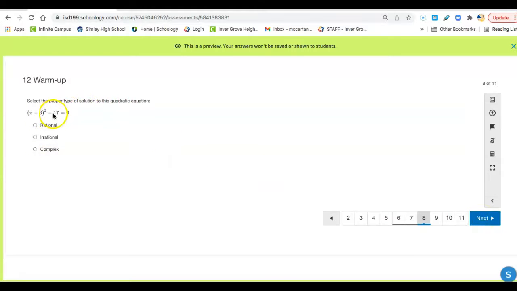All right, plus 17. If I move it to the other side, it's positive 17. Then I take the square root of 17. 17 is not a perfect square. That's irrational.